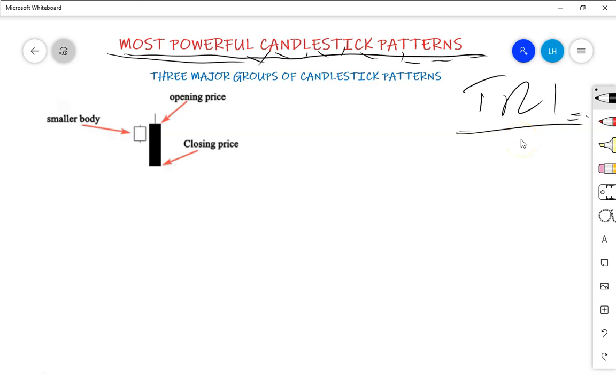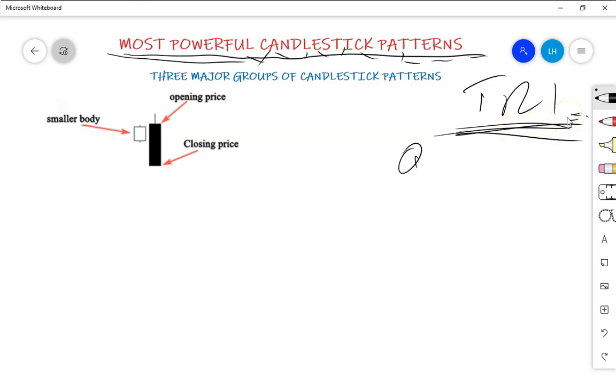A price chart may have hundreds or thousands of candles, but our concentration is on 3 candles. So when we concentrate on 3 candles, that is what we call the tri-candlestick pattern. In a tri-candlestick pattern we have 2 categories. We will discuss only 2 major categories of the tri.